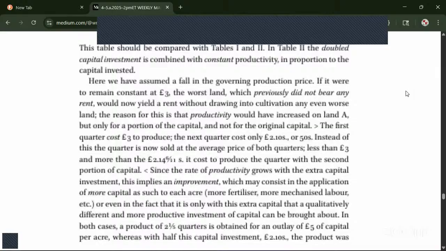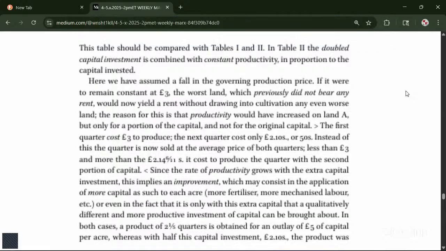This table should be compared with tables 1 and 2. In table 2, the doubled capital investment is combined with constant productivity in proportion to the capital invested. Here we've assumed a fall in the governing production price. If it were to remain constant at £3, the worst land, which previously did not bear any rent, would now yield a rent without drawing into cultivation any worse land.